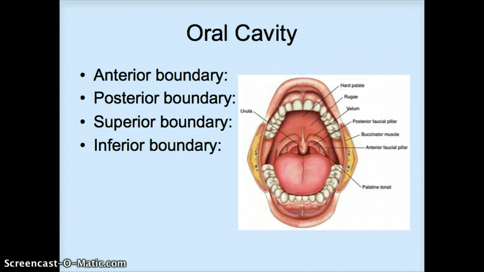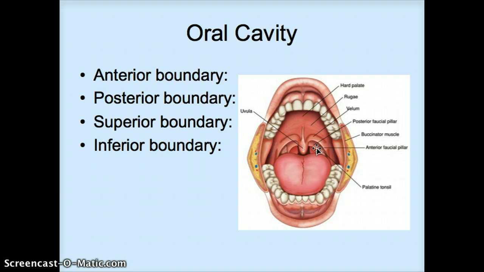Okay, so our oral cavity, the anterior boundary of our oral cavity are our lips. So the front part of our oral cavity is started by our lips. The posterior boundary are the fauces pillars. So do you see back here, see these arches in the back of the mouth? These are the fauces pillars, and these are the posterior boundary of the oral cavity.